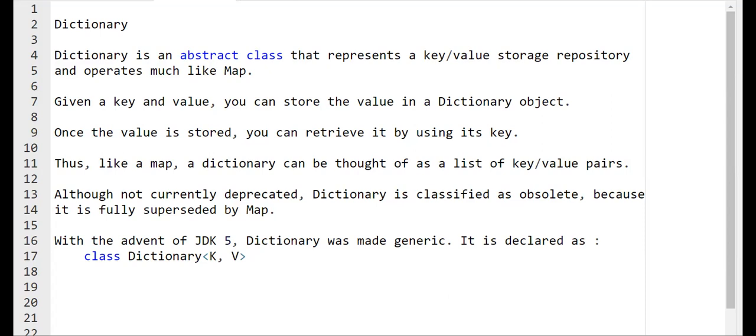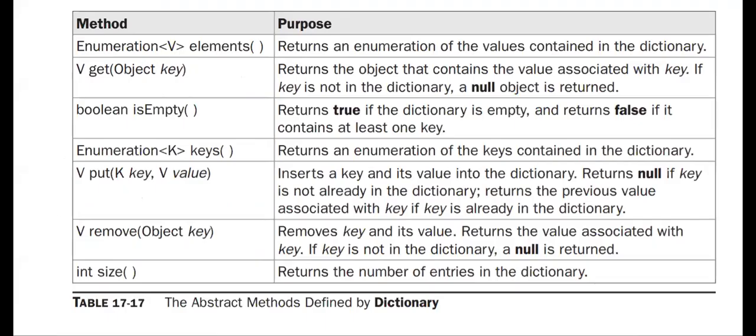The various methods that are present in the dictionary class include the elements method. The elements method returns an enumeration of the values that are present in the dictionary, which means all the elements that are there in the dictionary will be returned, but only values will be returned and not the keys. Then get method. For get method, we have to pass a key and the value will be returned. If that particular key is not present in the dictionary, then null value will be returned.